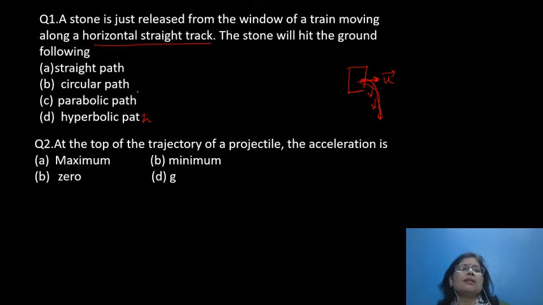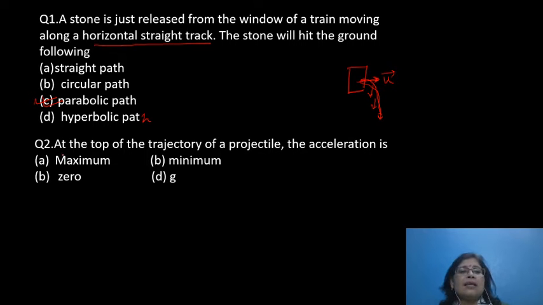Now you see here, a stone is just released from the window of a train moving on a horizontal straight track. The stone will hit the ground following a straight path, circular path, parabolic path or hyperbolic path. When the stone is released from the train, it has only one acceleration, that is acceleration due to gravity. So it will follow a parabolic path. The answer will be parabolic path.